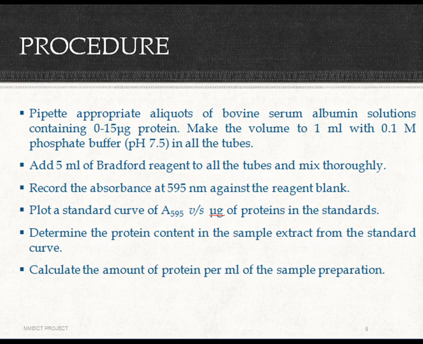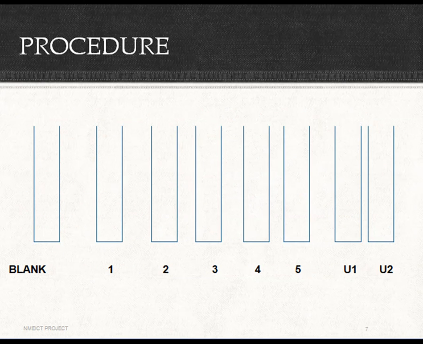Now let's try to understand what actually happens. You are supposed to take 8 test tubes. One you mark as a blank and the rest, that is 1, 2, 3, 4, 5, are for the preparation of the standard curve, and the unknown 1 and unknown 2, that we need to mark as U1 and U2.